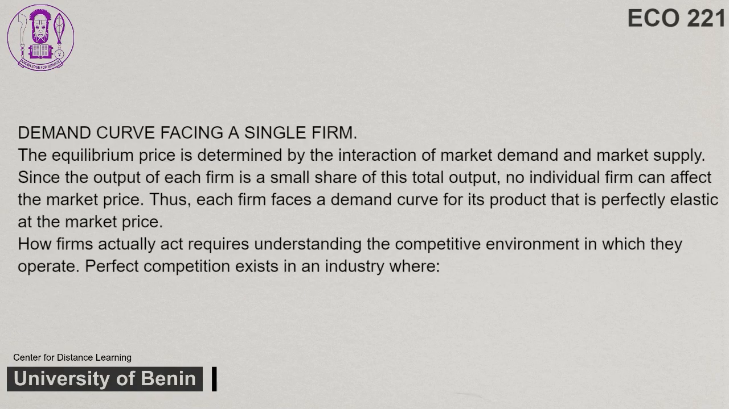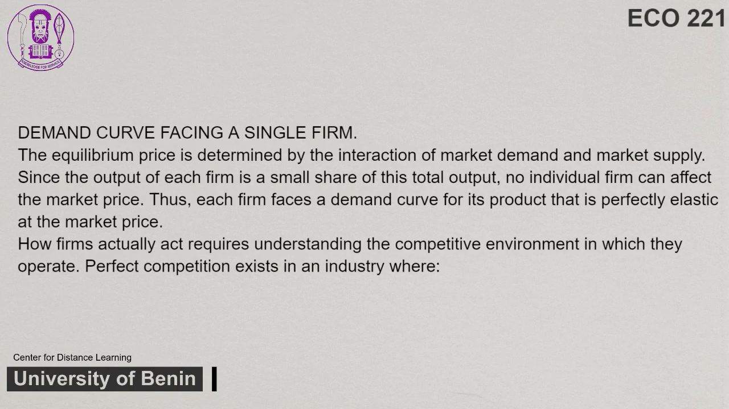Demand curve facing a single firm. The equilibrium price is determined by the interaction of market demand and market supply. Since the output of each firm is a small share of this total output, no individual firm can affect the market price. Thus, each firm faces a demand curve for its product that is perfectly elastic at the market price.